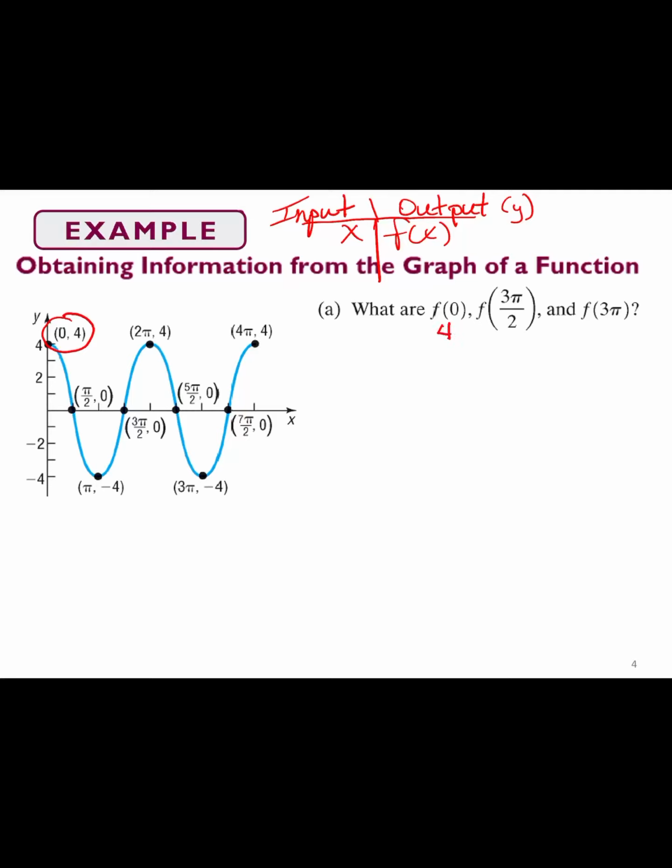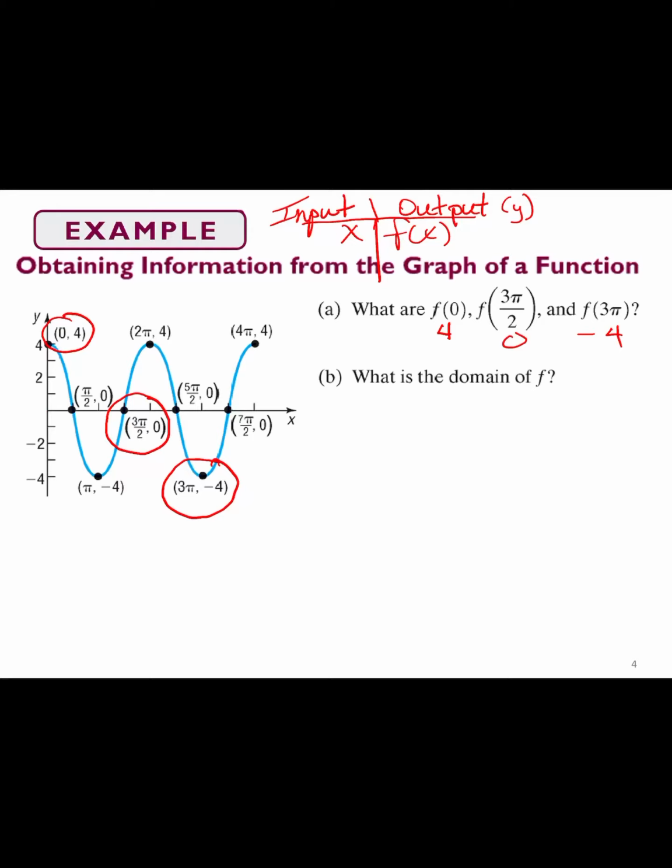I go to 3 pi over 2 here. My input is 3 pi over 2 and my output value is 0. And I go to 3 pi. My input value is 3 pi and my output is -4.